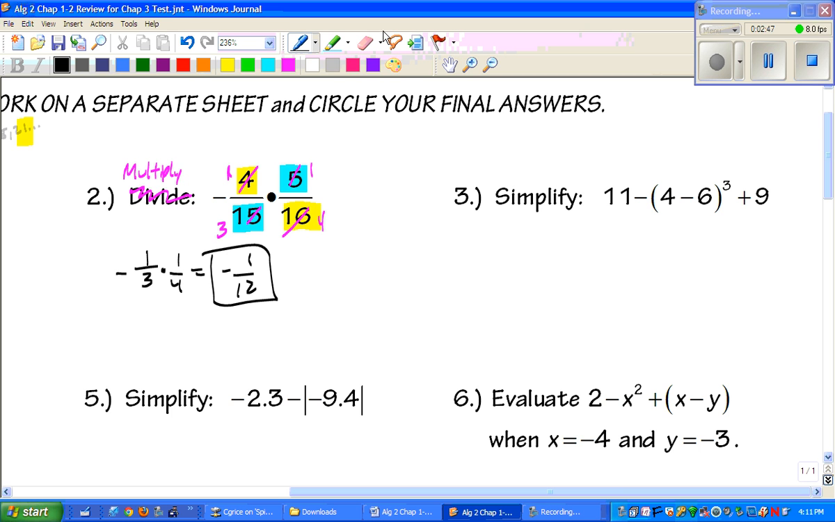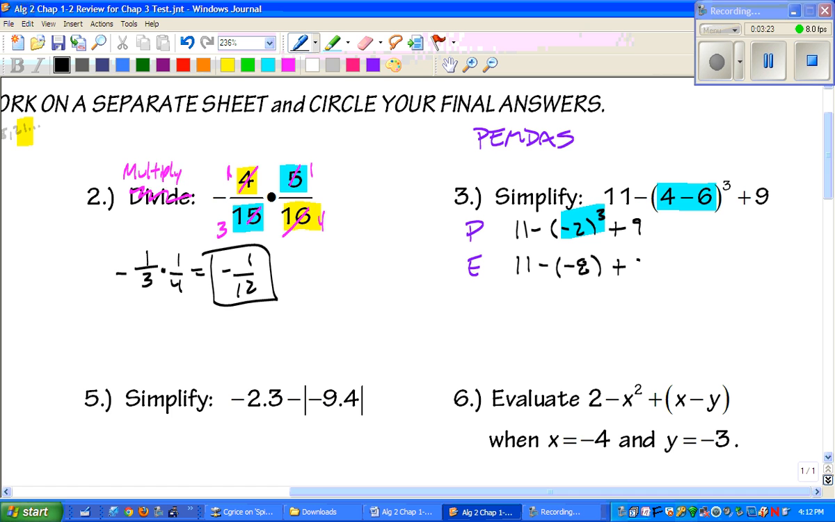Number 3, simplify. This we're talking about the order of operations. Okay, PEMDAS. Please excuse my dear Aunt Sally. The first thing that we have to do inside here is the parentheses. Okay, so which would give us 11 minus negative 2 cubed plus 9. After that, we would have to do the exponents, and that would give us 11 minus negative 2 to the third power, which is negative 8, plus 9.